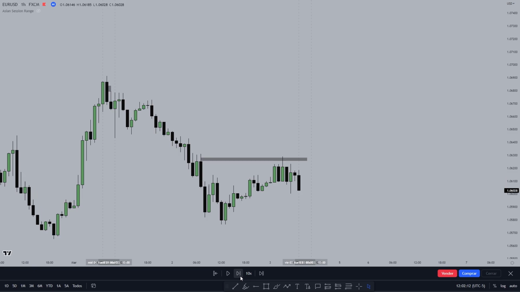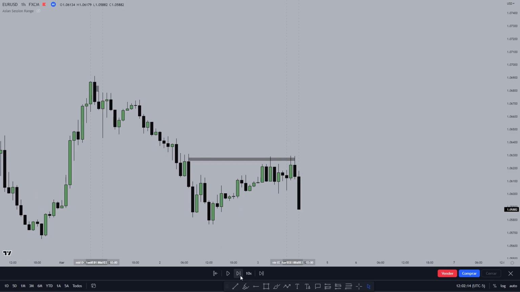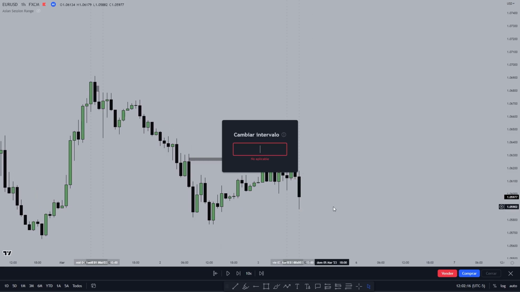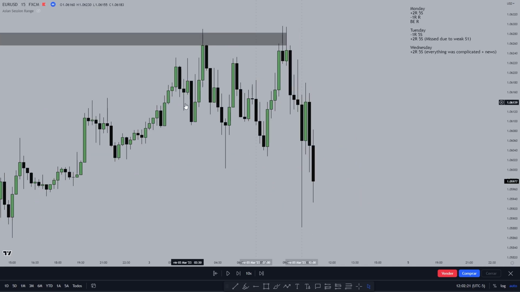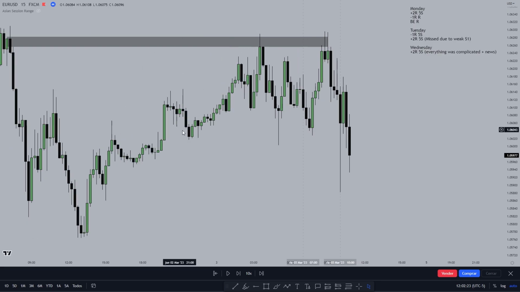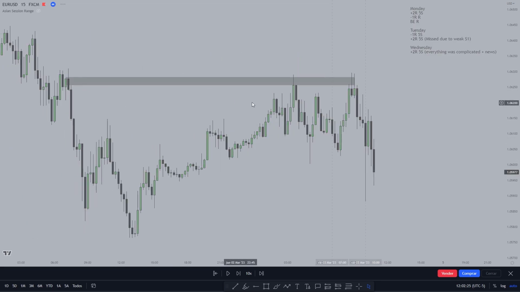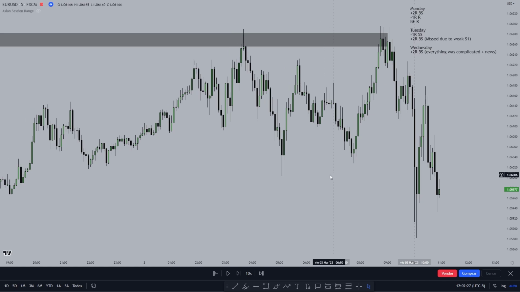It happened through, yeah, okay, it was this Killzone. Happened through the London Killzone. However, we would have not been able to participate in it. But I did remember London was interesting this day, because we're mitigating that fair value gap back there, right?